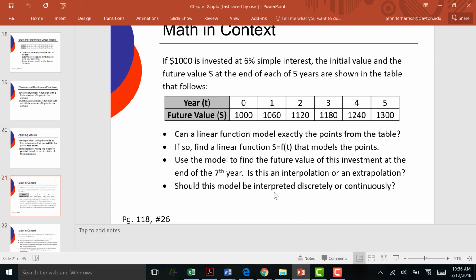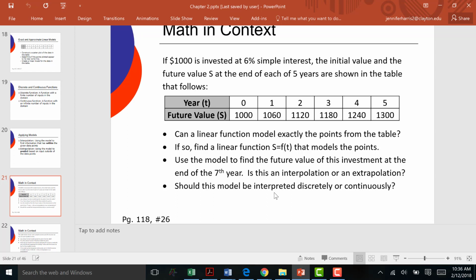If I had asked you how much money will I have in 3.5 years, would that have been interpolation or extrapolation? Is 3.5 in between these numbers in the table? Yes, that's considered interpolation. You got it? You understand the difference now between interpolation and extrapolation? Okay? So you're right, that is extrapolation.